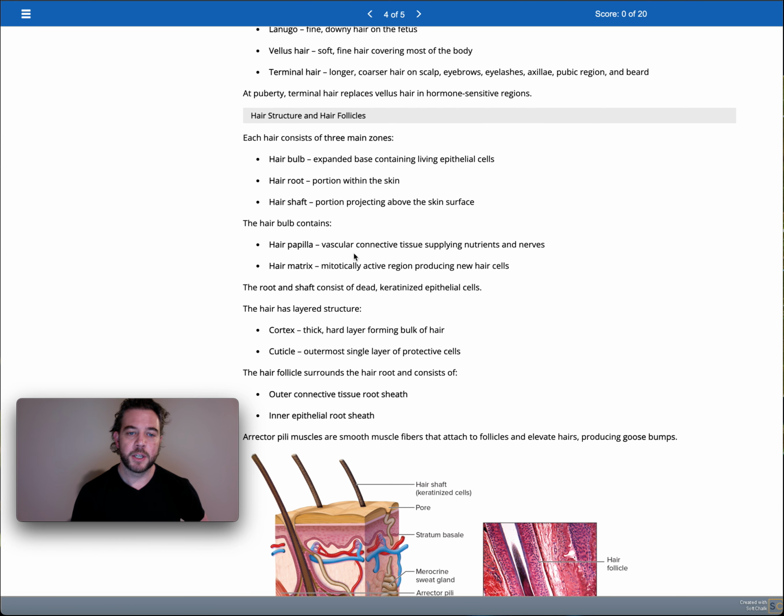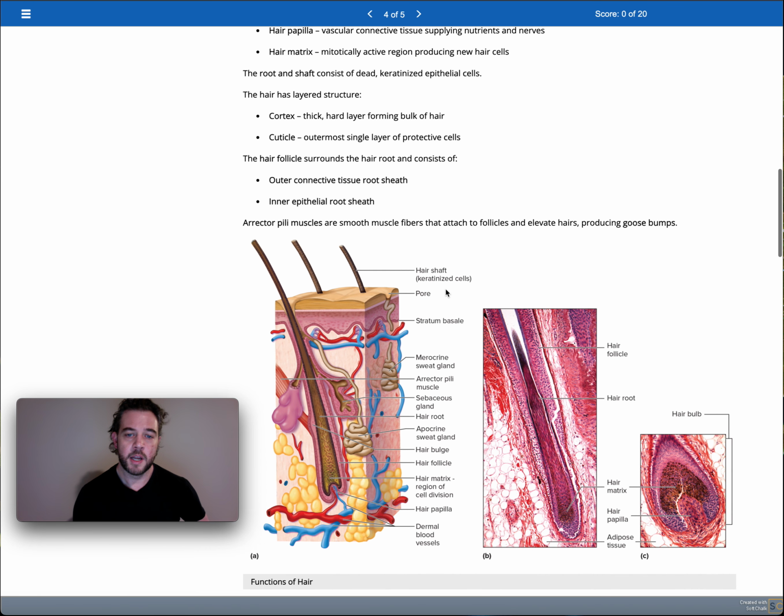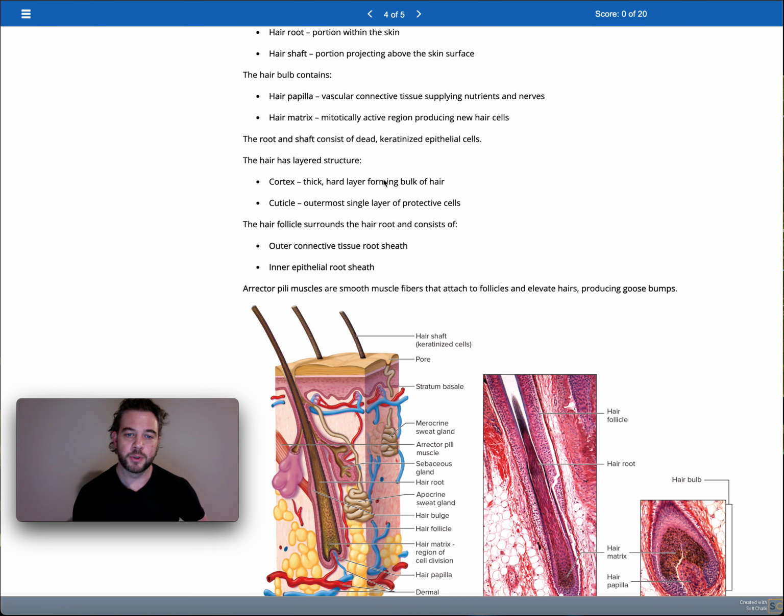I'm not going to get too much into the hair structures. Three main portions though: the bulb, the root, and the shaft. So the bulb, the hair bulb, is what's actually kind of similar to the root. That's what's actually producing new hair cells. The root is the part of the hair that's below the skin, and then the shaft is the part that's above. So the bulb is the new stuff, the root extends to the surface, and then above the surface is the shaft. Again, there are more structures to your hair, things like the cortex and the cuticle.